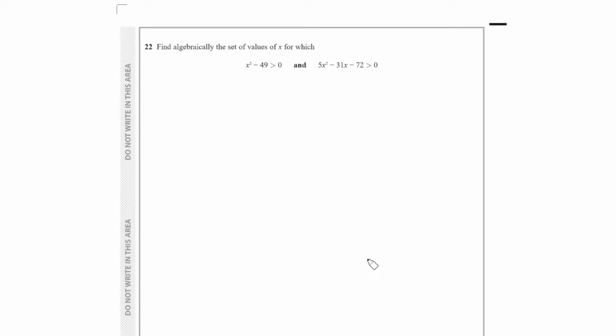Okay, so find algebraically the set of values of x for which x squared minus 49 is greater than 0 and 5x squared minus 31x minus 72 is greater than 0 as well. So this is solving not only quadratic inequalities, but 2 quadratic inequalities. We tend to solve quadratic equations normally by factorizing. The first one, you should be able to recognize, is difference of 2 squares. So that factorizes really nicely. Just square root the 49. I'm going to put equal to 0 for now, and we'll put the inequality back at the end. So solve it.